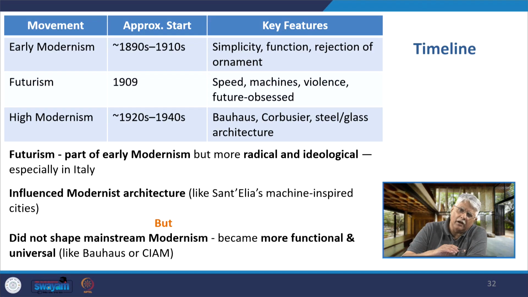So, if you look at chronologically how these movements happen in the timeline, we can say early modernism stretches from 1890s to 1910. So, we are looking at the works of the Chicago School, the coming up of the skyscraper in America, and across the Atlantic in Europe we are looking at the works of Art Nouveau, particularly the later works of Art Nouveau which were mechanomorphic.